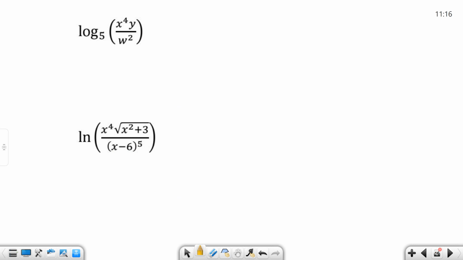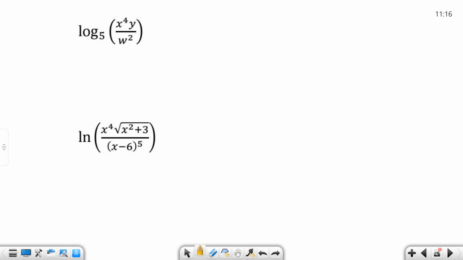So here, expand log base 5 of x to the fourth y over w squared. Again, every time I write down log, it's going to be log base 5. And here I have 1, 2, 3 things, right? So I'm going to have 3 log base 5s. 2 of them are going to be positive because I have 2 positive factors up here and one factor down there. I'm sorry, the denominator is just going to be a negative logarithm.